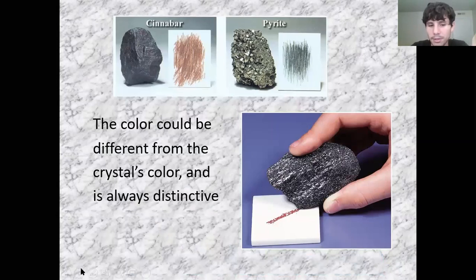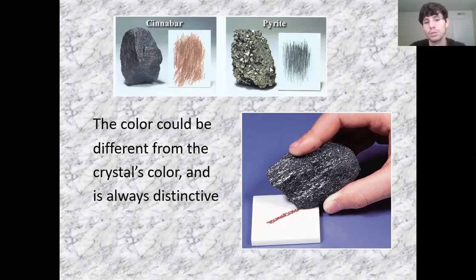And this is another good point: the color of the streak the mineral leaves behind can be distinctive of that mineral, and it can be different than the color of the mineral itself. Like these two examples up here, we have cinnabar to the left, and it's definitely a dark gray black colored mineral, but the streak it leaves behind is brown, almost a reddish brown. And same with pyrite to the right, it looks like fool's gold. It's gold colored, but it scratches dark gray, almost black.